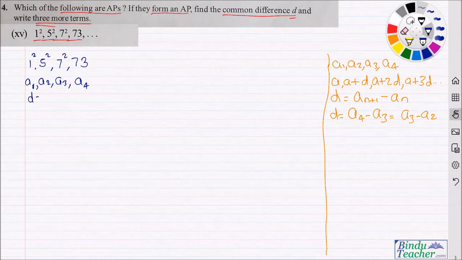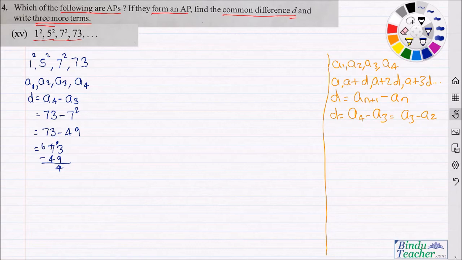So D equals A4 minus A3. The value of A4 is 73 minus the value of A3, which is 7 square, which equals 73 minus 49. So we will do the subtraction here. We have 13 here, so we get 4 as the balance. This is 6, so 6 minus 4 will be 2, and it is plus 24. So the difference is 24.